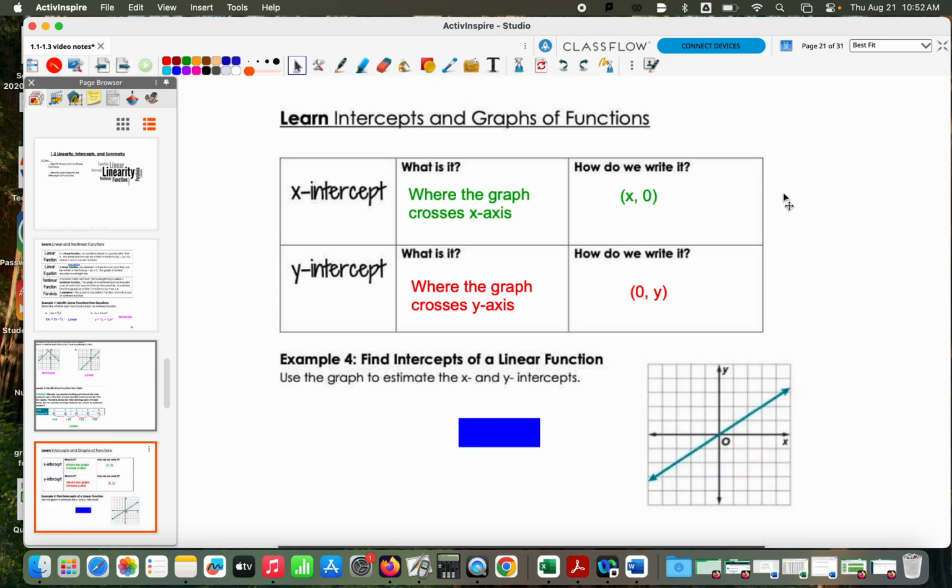Other thing we want to talk about is intercepts. Again, you've seen this before, so it's not too crazy. Your x-intercept is just where the graph crosses the x-axis. You would write it as x comma 0. So it'd be 3 comma 0 or -5 comma 0.